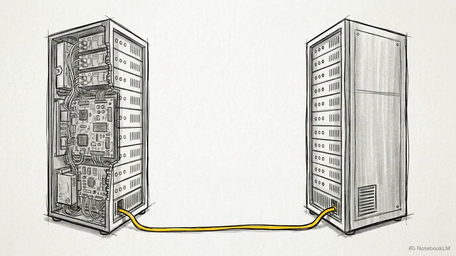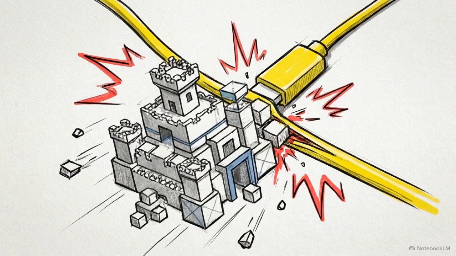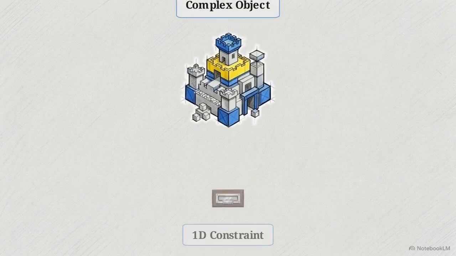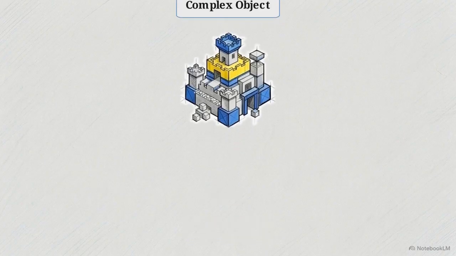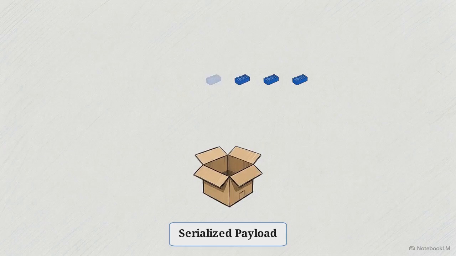But to actually process your order, this server needs to send your payment information across a flat network cable to another computer, and it cannot shove that complex three-dimensional memory structure through a one-dimensional wire. It is exactly like trying to drop a fully assembled multi-story Lego castle into a standard mail slot. It won't fit. To actually ship the castle, you have to break it down into individual bricks and lay them flat in a cardboard shipping box.